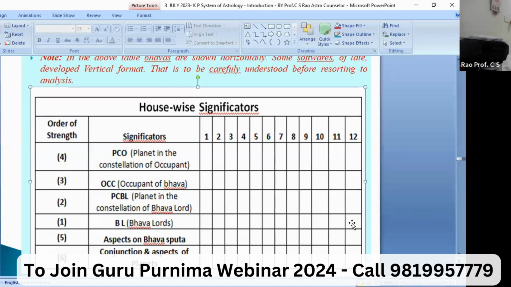Every Bhava has a Lord. So all 12 Bhavas are filled up like that. So this is 1, 2, 3, 4. Why I put the 4 is in the order of strength. The 4th is highly powerful.